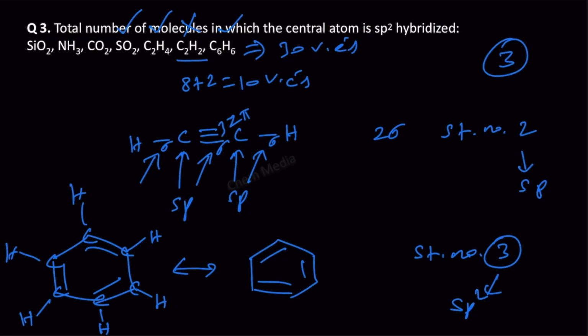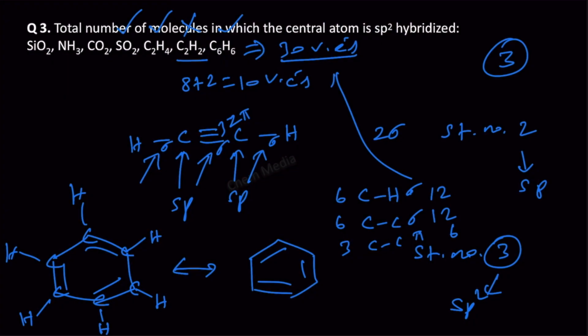In case you are accounting for 30 valence electrons in benzene, keep in mind that benzene has 6 CH bonds that require 12 valence electrons. It also has 6 carbon-carbon sigma bonds that require another 12 valence electrons, and then we have 3 pi bonds that require 6 valence electrons. So therefore 12 plus 12 plus 6, we can get 30. So we have utilized all the 30 valence electrons.